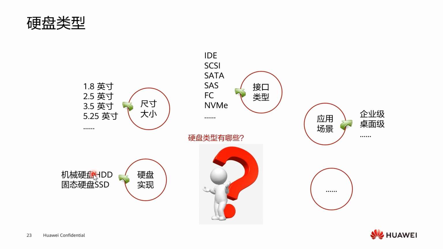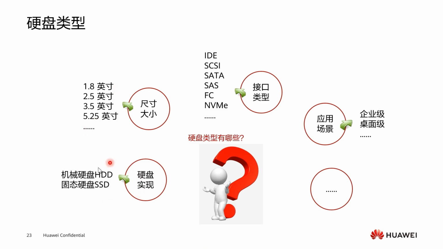The size can be divided into 1.8 inches, 2.5 inches, 3.5 inches, 5.25 inches, etc. 3.5 and 5.25 are the sizes of early floppy disks. The floppy disk is the earliest removable medium used in personal computers. The 5.25-inch floppy disk was the most popular product in the floppy disk era.